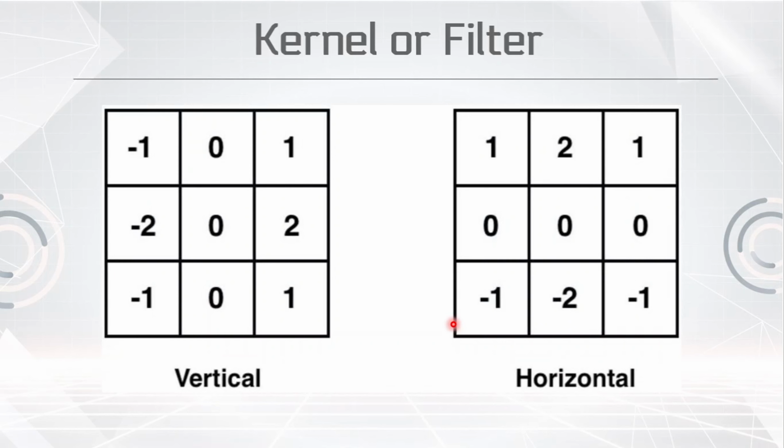Now let's continue with our first topic, which is kernel or filter. In convolution, both kernel and filter are the same thing. On the screen, you see two different kernels. The first one is for vertical lines and the second one is for horizontal lines. What does a kernel mean? A kernel simply maps an image to a different image. If you use a vertical line kernel, then the kernel will detect all the vertical lines in the original image and map the results to the new image.